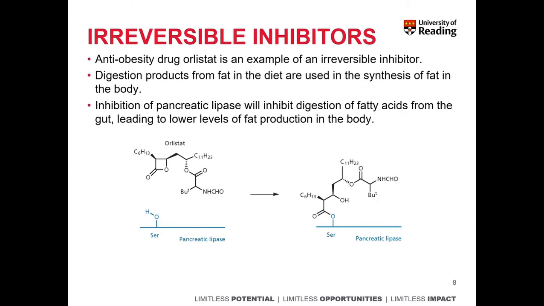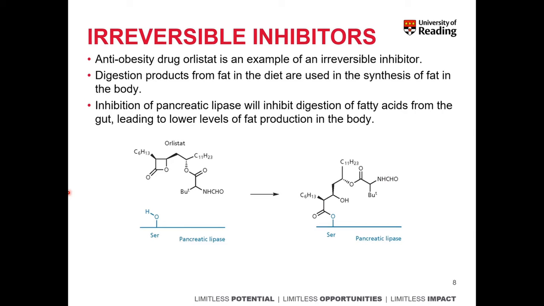Now, one example of an irreversible inhibitor is the anti-obesity drug orlistat. Now, this drug is able to bind irreversibly to pancreatic lipase. Now, digestion products from fat in the diet are used in the synthesis of fat within the body. Now, inhibition of this pancreatic lipase will inhibit the digestion of fatty acids from the gut, and ultimately this will lead to lower levels of fat production in the body.